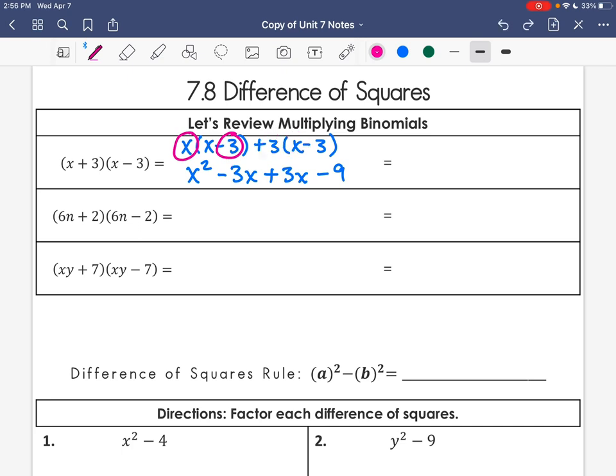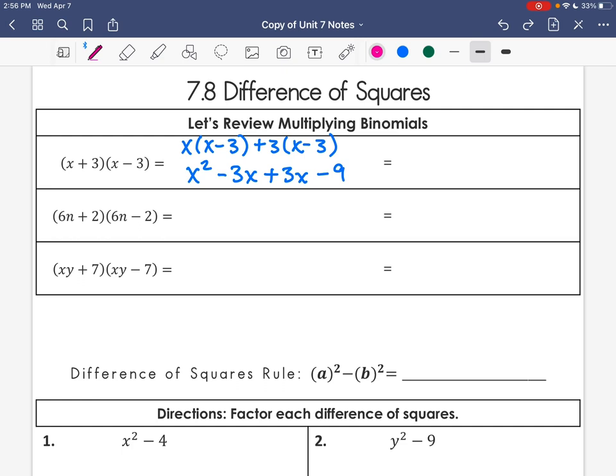Then 3 times negative 3 is negative 9. So don't lose that negative.